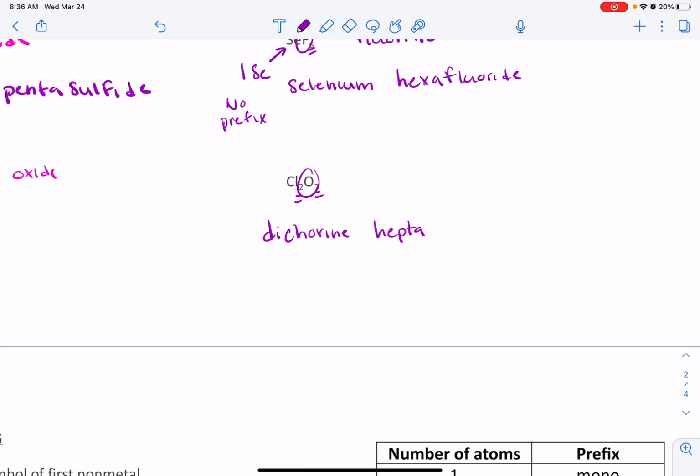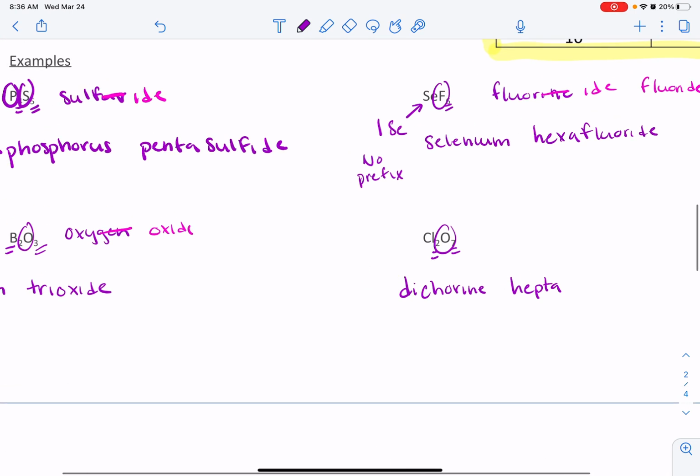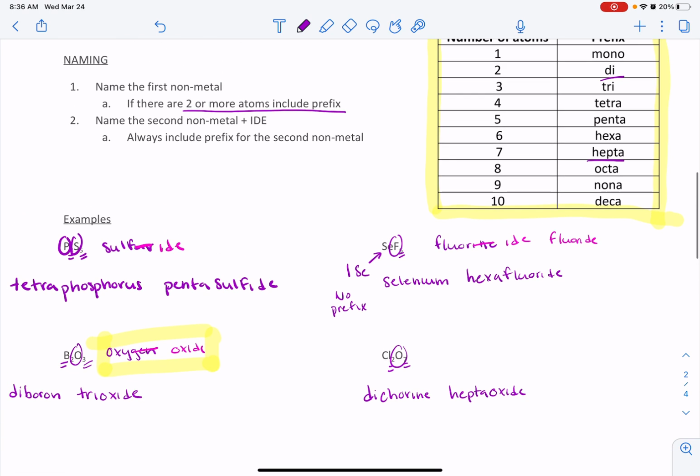And O is oxygen, just like here. So it's oxide. Okay? So when we're naming from a formula, the first thing we do is find the prefix based on the number, and then we write the element's name, and then we do the same thing for the second element, but we change the ending to "ide." The only exception to this is if our first element only has 1, then we don't include a prefix.